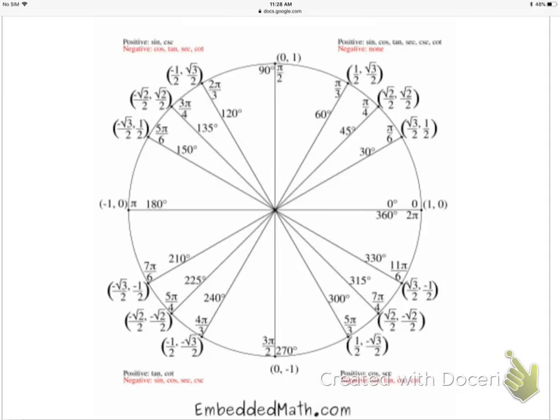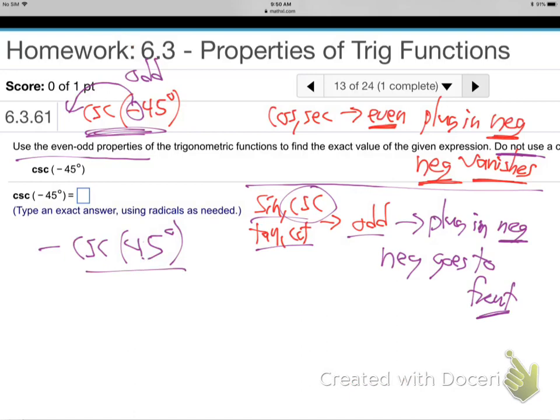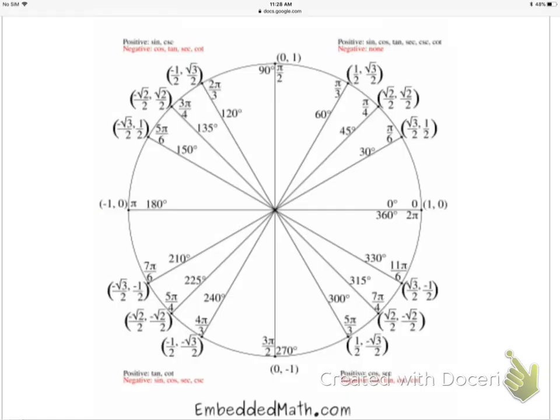So there it is. So what are we doing? We're doing the cosecant of 45 degrees. Let's go find 45 degrees right here. Here's the dot. That means this is cosine, this is sine. The x is cosine, the y is sine. Which one do we use for cosecant?